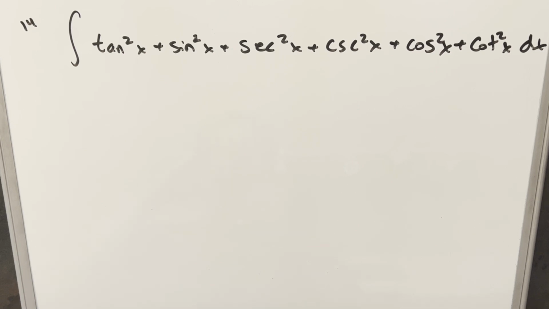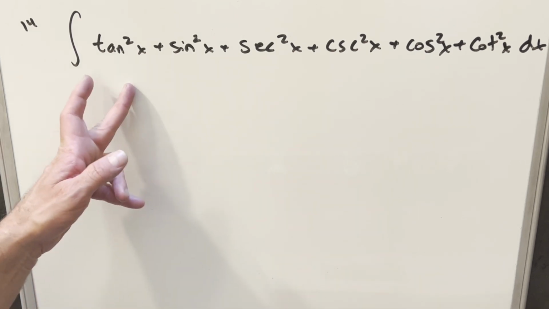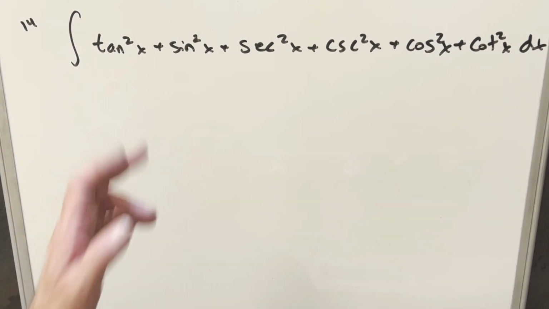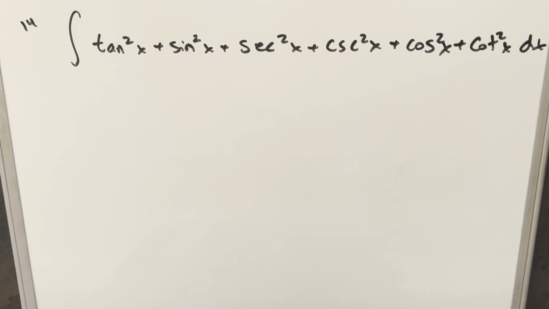But the other thing is, how are we going to simplify all this? We could definitely do this by splitting it into 6 separate integrals, just probably not a very efficient way. I think we can use some trig identities on it.